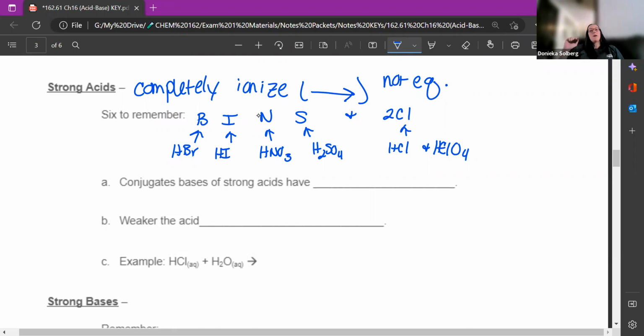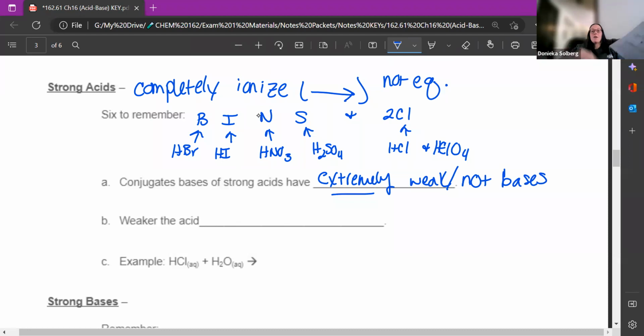Okay, now if I want to talk about the conjugates of these guys, right? Now, if it completely goes to the right, that would mean it doesn't go backward, right? So that means the conjugate bases of strong acids really aren't basic at all. They can't do anything. Okay, so they are extremely weak slash not bases. I'm just going to write not bases. They can't act like bases at all.